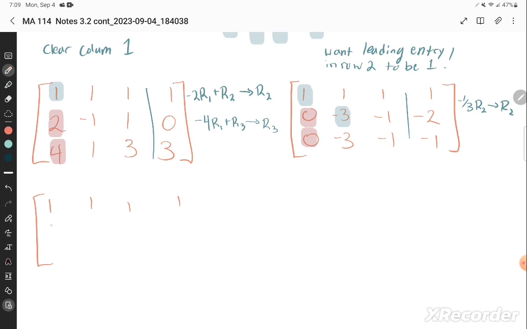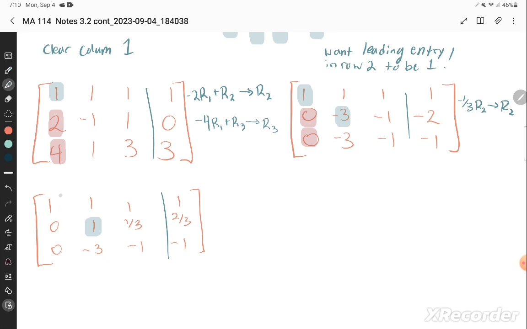But here I'm going to have 0, and then this is going to be 1, multiplied by negative 1/3. But this is going to be 1/3, and this is going to be 2/3. And then here, this is 0, negative 3, negative 1, negative 1. All right. This is my new augmented matrix. So this is good because now my leading entry here is also 1.